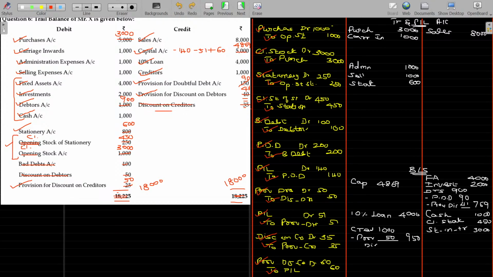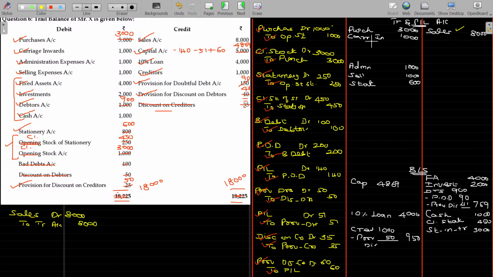Right, eliminated already. Now, if I want to pass a transfer entry, the transfer entries are for what? Only the items recorded in the trading and P&L account. So I pass the transfer entry for the items given in the credit side. The entry being sales account debit to trading account. What is the value? 8,000.